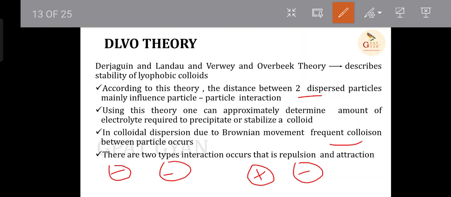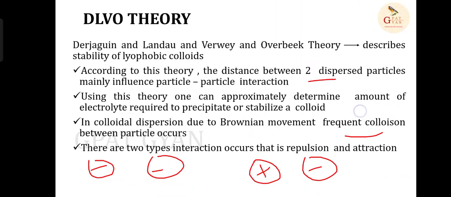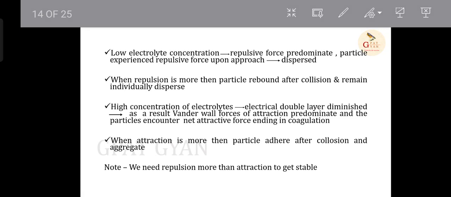There are two types of interaction that occur: repulsion and attraction. I have already mentioned that if the charges are opposite, there will be some attraction. If the same charge is present, repulsion is predominant. So these are the basic things. After that, in the next slide, it is written low electrolyte concentration. That is the main important point: what is the effect of electrolyte?